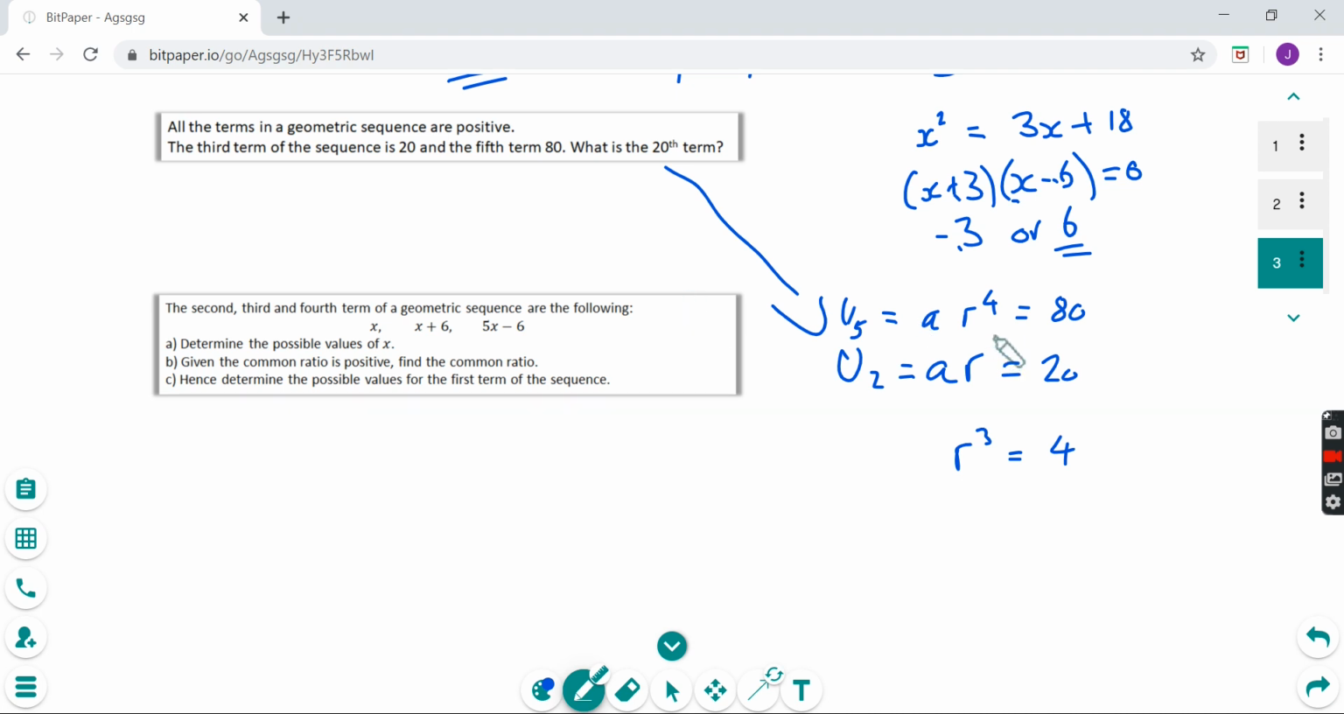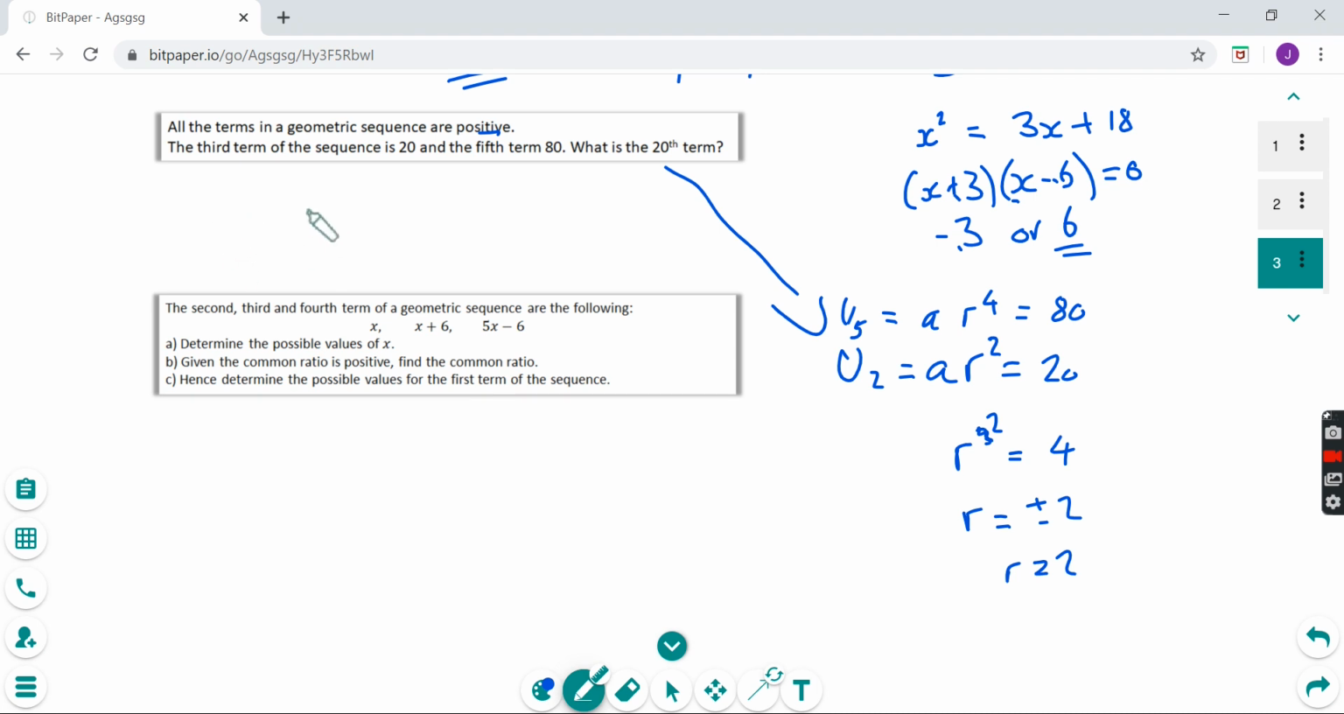Sorry, that's the third term. The third term is actually 2. So r squared equals 4. r equals plus or minus 2. But it's a positive term only, so it's going to be 2, isn't it?